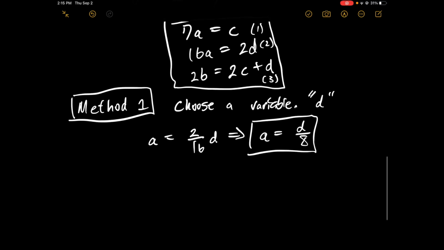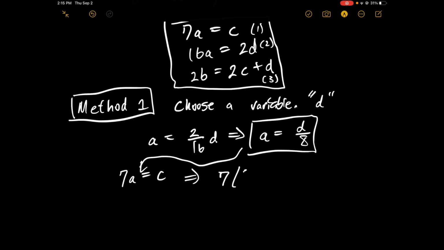Cool. And we know from the first equation that 7A is equal to C. Plug this A in there, and hence we get 7 times D divided by 8 equals C, which implies that C is equal to 7D over 8.